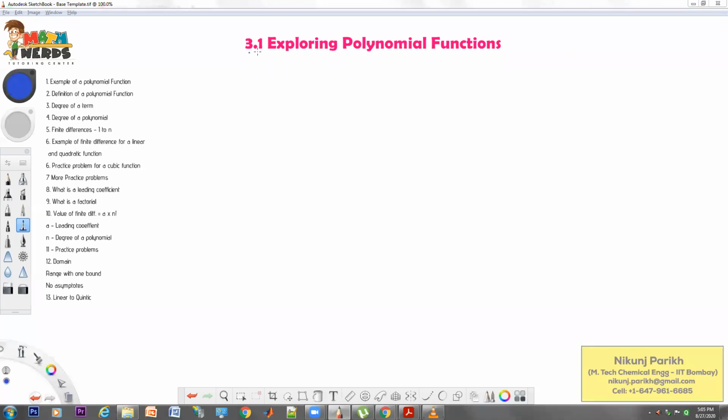Now we are going to start lesson 3.1, exploring polynomial functions. So let us start with the example of a polynomial function.